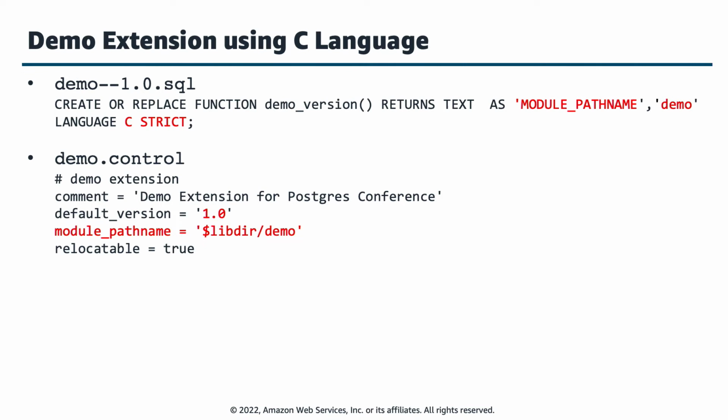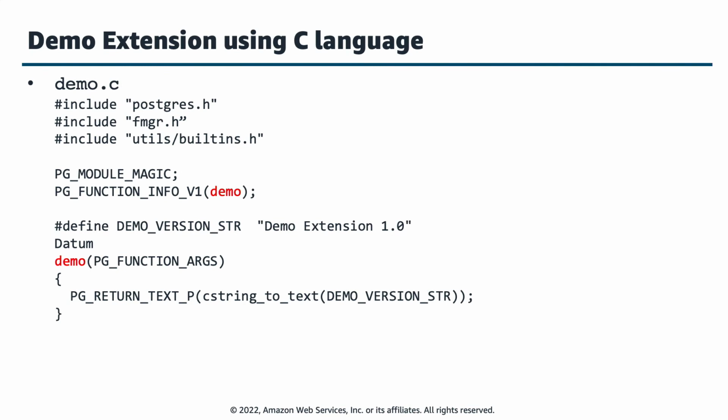So, minor differences: there is a module pathname that tells you where to find that library to load and execute. Same concept. I'm now changing the default version to 1.0 instead of 0.9, something that I've highlighted. And for the C file, Postgres has a very great way of writing simple C files. There are two main macros that you need to remember. One is PG_MODULE_MAGIC.